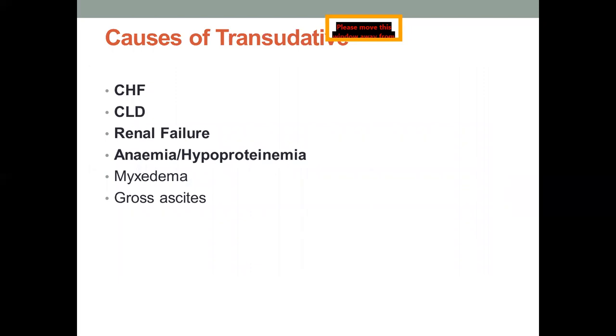Causes of transudates are congestive heart failure, chronic liver disease, renal failure, anemia. In anemia, there will be high cardiac output failure, and hypoproteinemia, myxedema, and gross ascites. These are the causes of transudate.